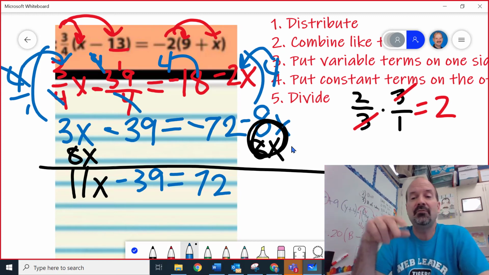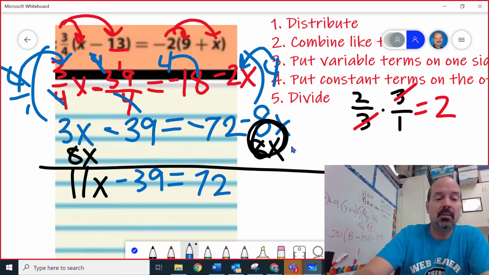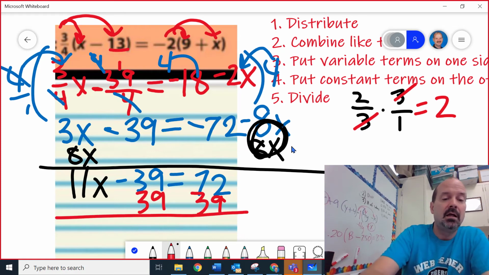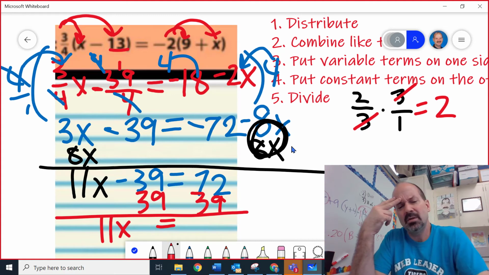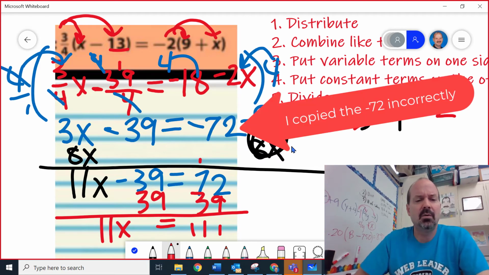Now I'm ready for step 4. Put the constant terms on the other side of the problem. So I'm going to add a positive 39 on both sides. And I get 11x equals 72 plus 39. 9 plus 2 is 11. Carry the 1. Oh, it's 111? Is that right? Which doesn't work out well.